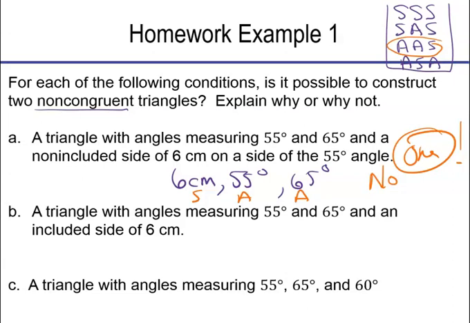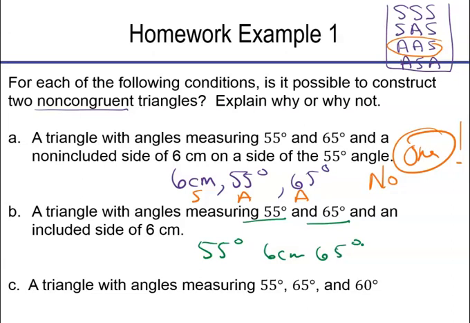Okay, so I have a triangle with angles measuring 55 degrees, 65 degrees, and an included side of 6 centimeters. So that means I have 55, and then a 6 centimeter side, and then a 65-degree angle. Now you can attempt to draw these on your own. I'm just listing it because it's enough for me to see what's going on. But if you want to try to draw something close to this, that may help you out.